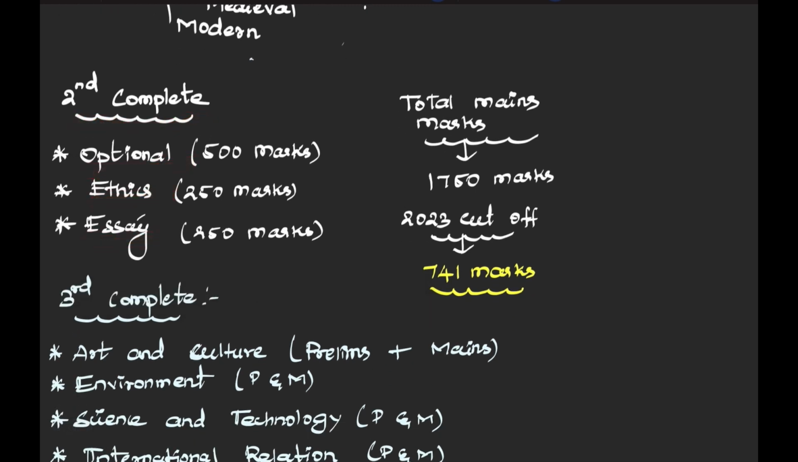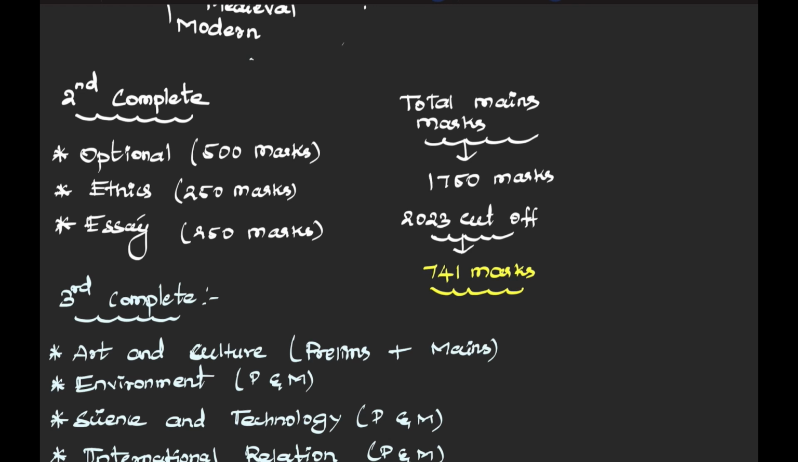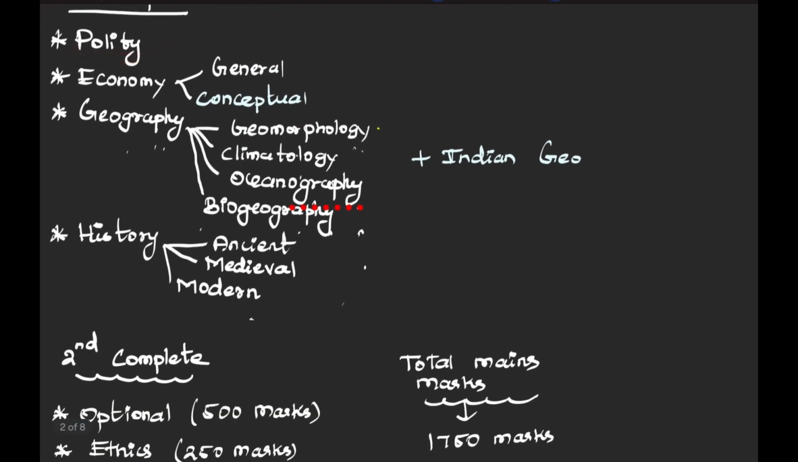Most of the people would have told you that you should start with optional, but I don't recommend that. If you're taking optional like sociology or anthropology or any humanities paper, you cannot understand the concepts without knowing the basics of polity, the basics of economy, geography to know the location, and the basic history of our land.